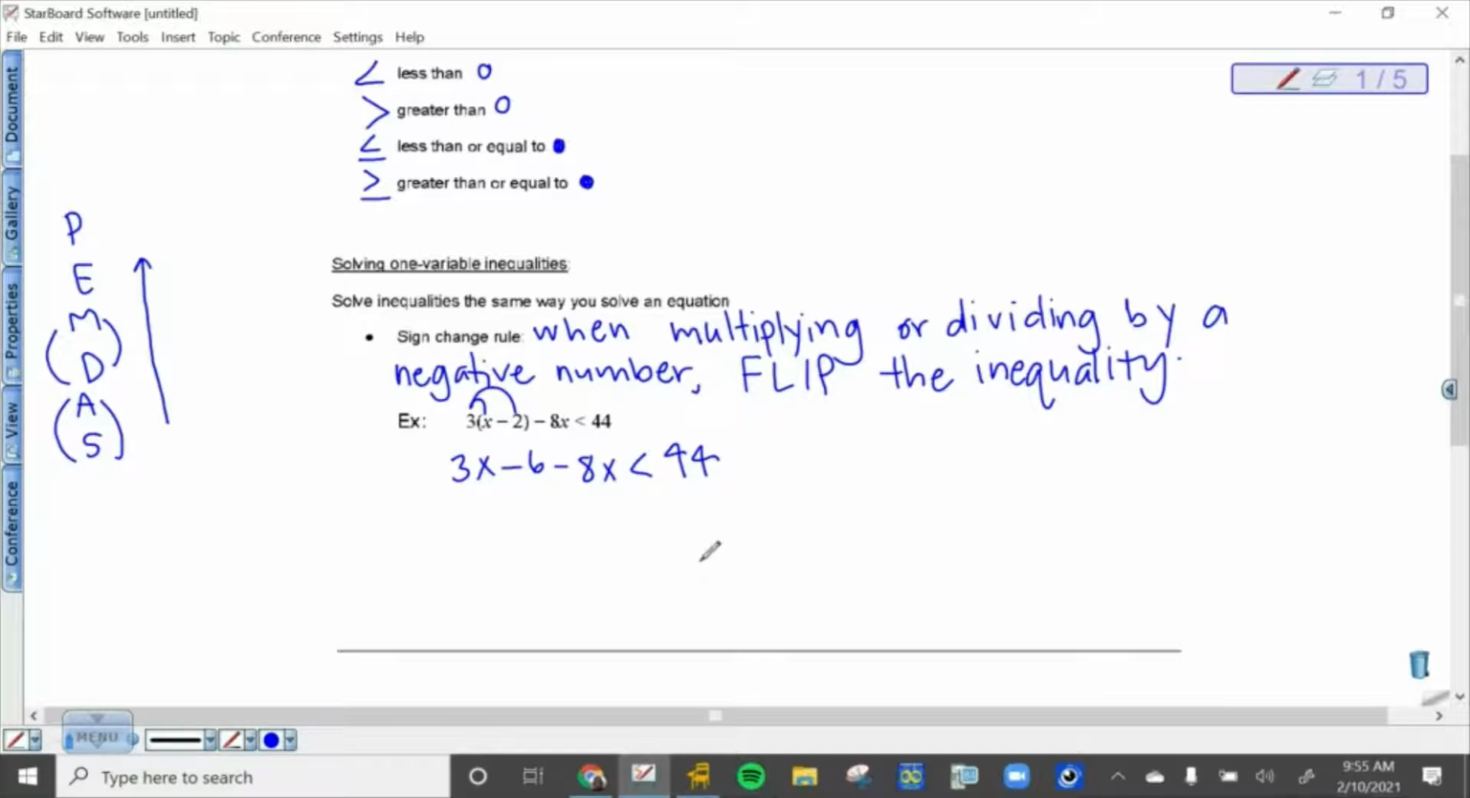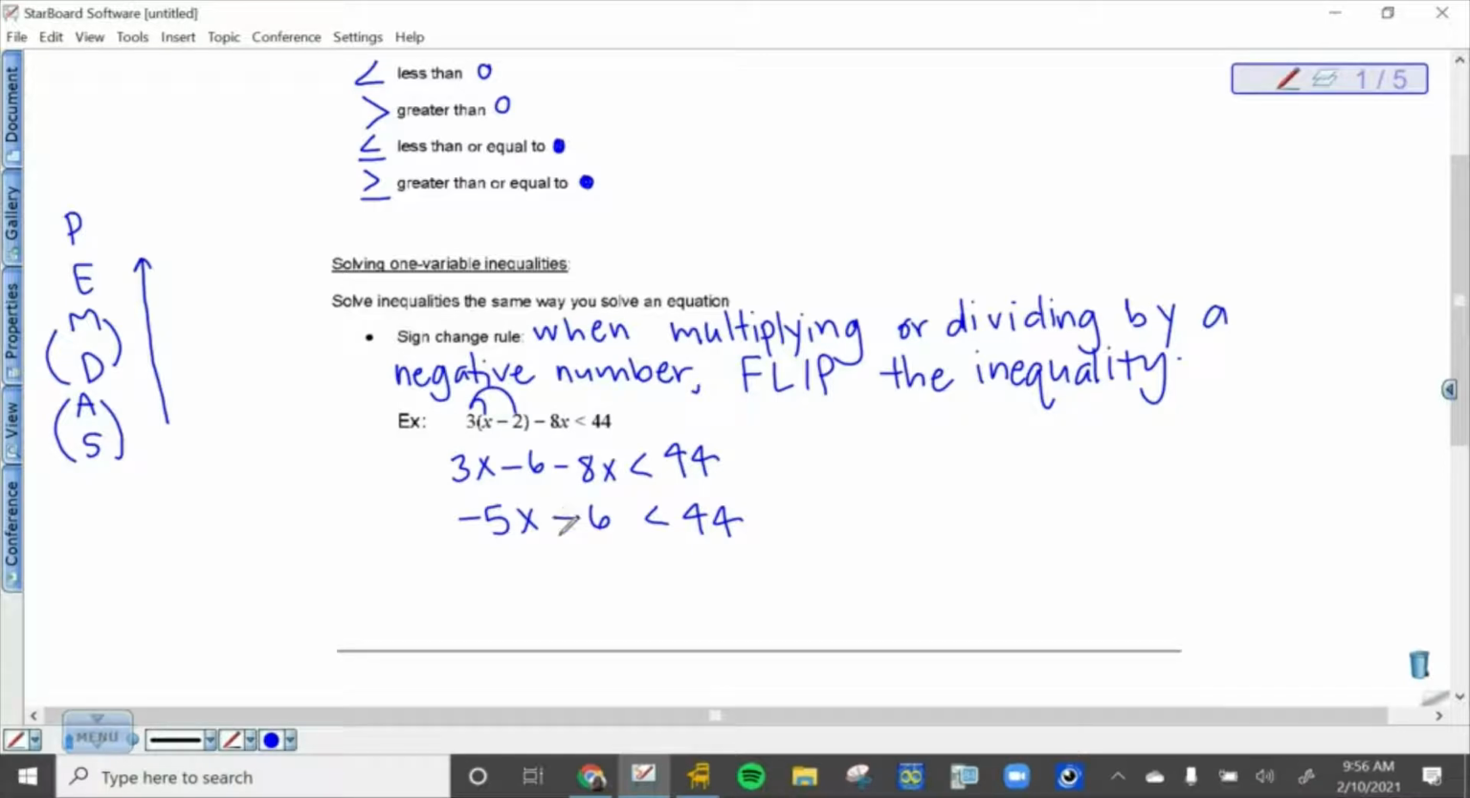Okay. Now let's combine like terms. What are my like terms on the left side of the inequality? 3x and negative 8x. Yeah. So 3x minus 8x will give me, not positive, negative 5x. Negative 5x, and don't forget your negative 6, minus 6 is less than 44. Okay.